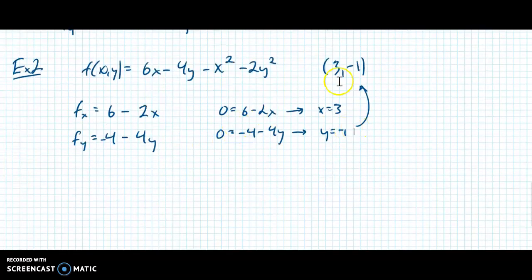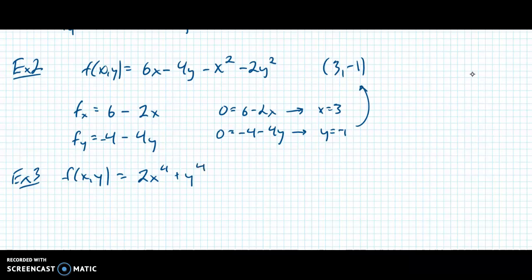Let's do one more. And this one has, I think, 5 critical points. So let's take example 3. F of x comma y equals 2x to the 4th plus y to the 4th minus 2x squared minus 2y squared plus 3. All right, so let's do our partial derivatives.